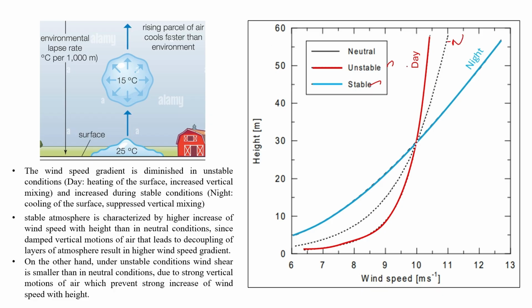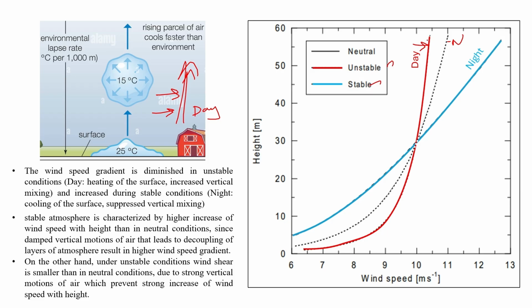And in the daytime, what will happen? There will be a lot of heating, and a lot of vertical mixing will happen. Due to the vertical mixing in the daytime, that will obstruct the velocity, so the velocity will be less as the altitude increases compared to the neutral. So this will be the unstable, that is daytime, velocity profile.